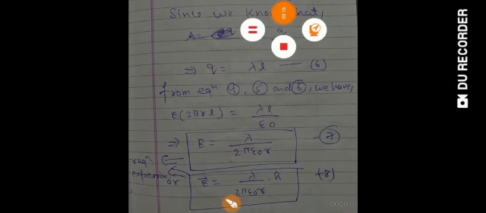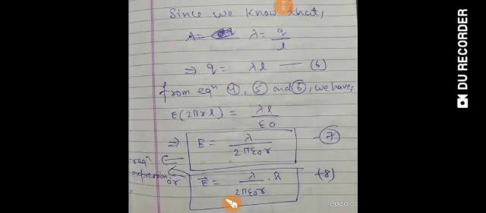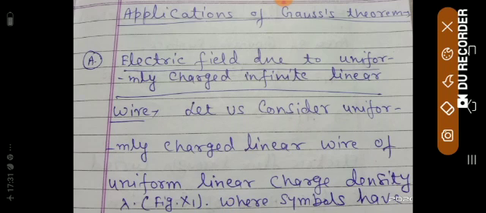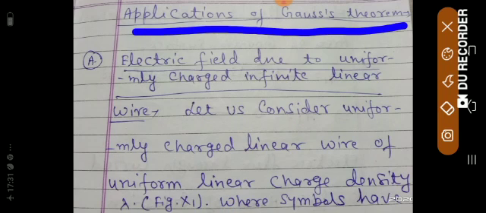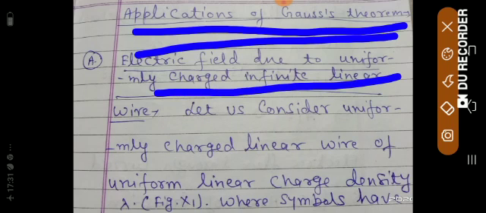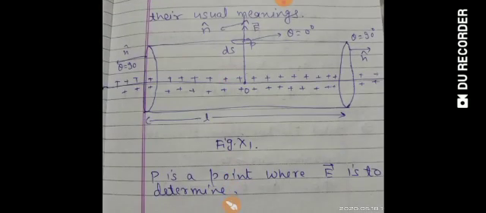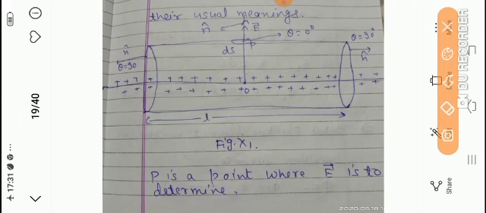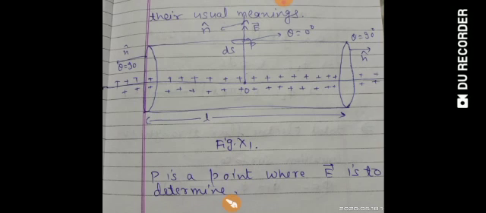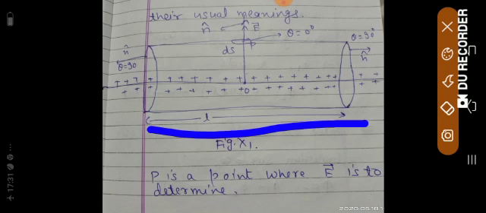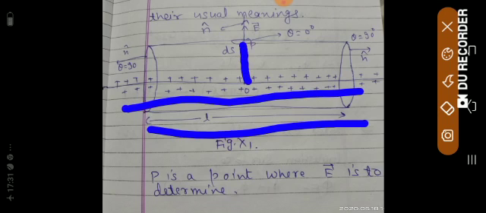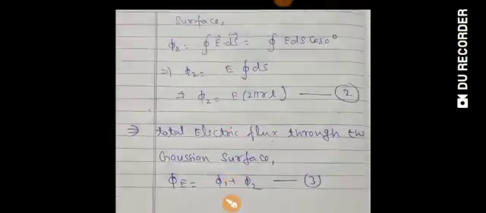So students, this is your video number 15, where we discuss your heading. I am going to tell you one more time: applications of Gauss theorem, electric field due to a uniformly charged infinite linear wire. You can see here this is the figure. This is the linear charge distribution, and this is your point P, where the electric field is to be determined. And finally, what result do we have?